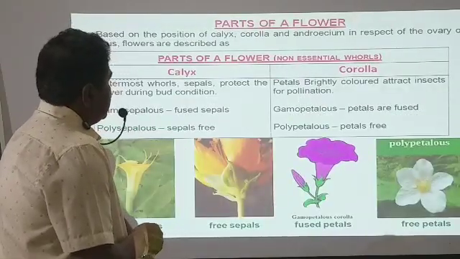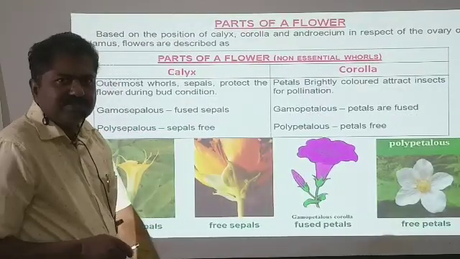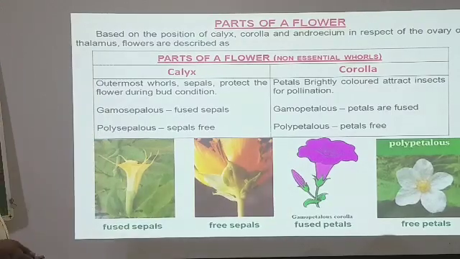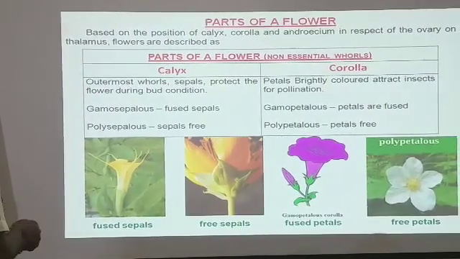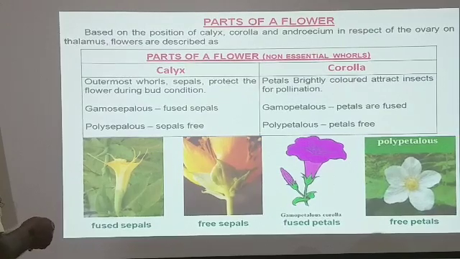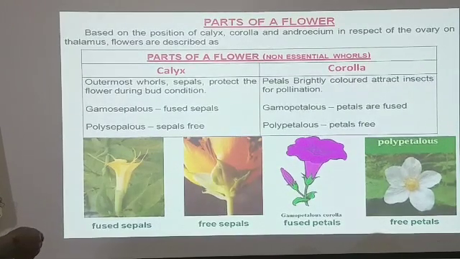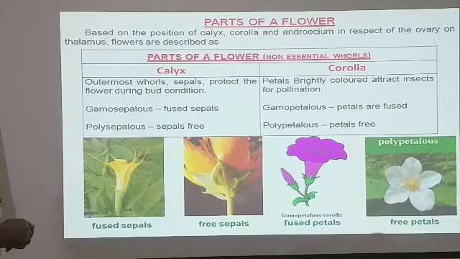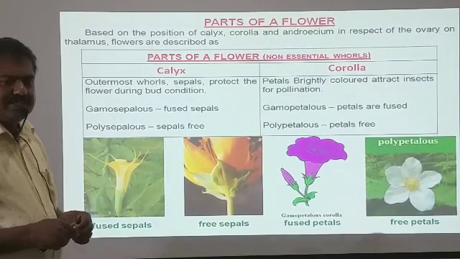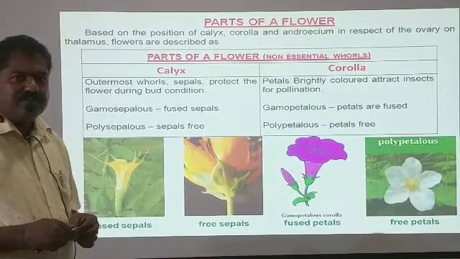So this is it. And coming to the parts of the flower, here you know the calyx and corolla and the androecium and gynoecium. So here the outermost whorl is called the calyx, consisting of the sepals. The sepals protect the flower during the bud condition.